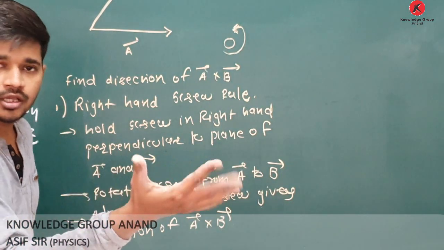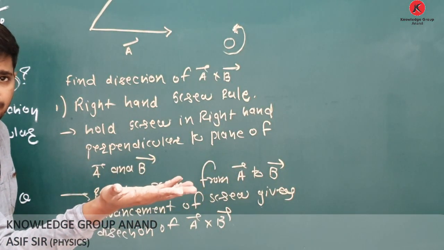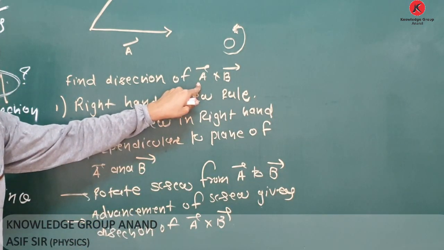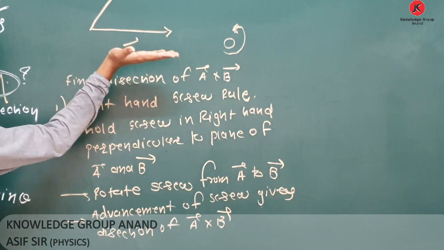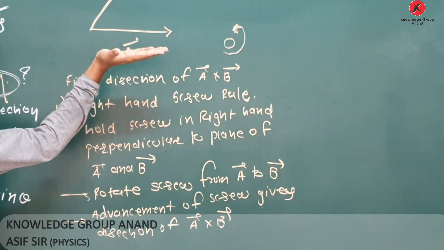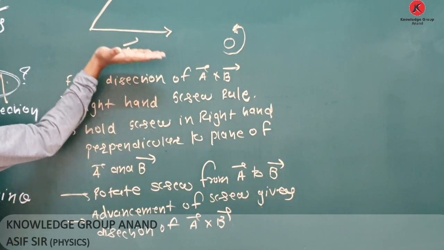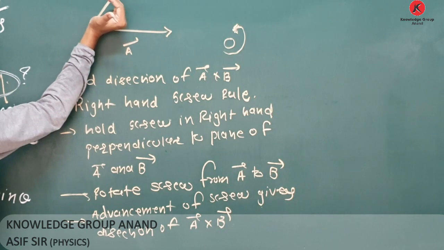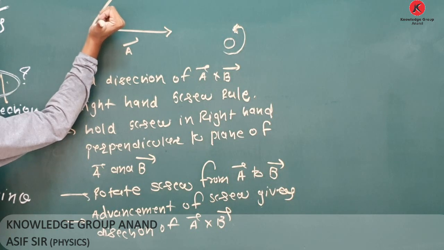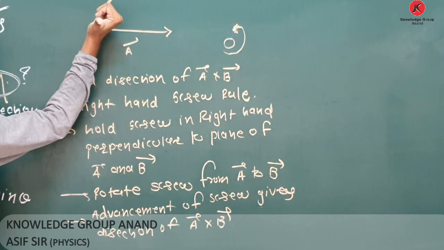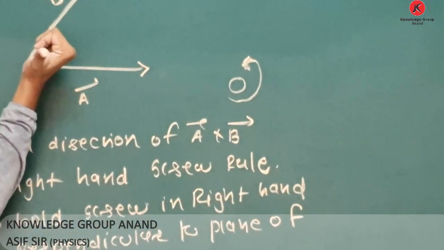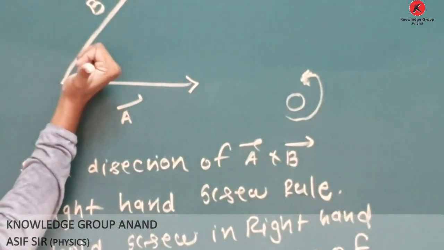See how? Right hand, open your palm. What is the first vector? A. Put this right hand in the direction of the first vector, that is vector A. Clear? What is the second vector? B, and it is in the upward direction, so you have to sweep your fingers in the direction of B. Then this stretched thumb indicates the direction of the vector product. See, this thumb is perpendicular to the board, coming outside.